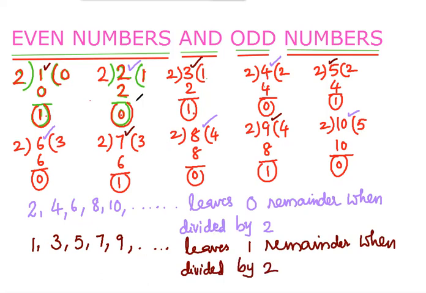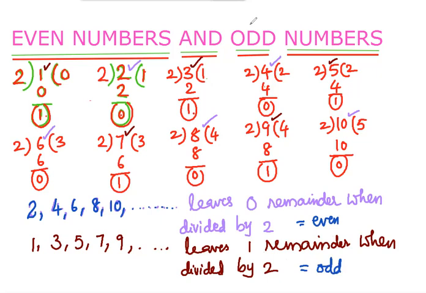So these numbers are exactly divisible by 2. The numbers 2, 4, 6, 8, 10, 12, 14, 16, and so on are exactly divisible by 2. That's why they are called even numbers. These numbers are not divisible by 2. They leave remainder 1. These are called odd numbers. These are called even numbers, and these are called odd numbers.